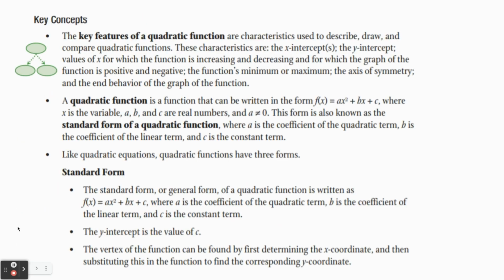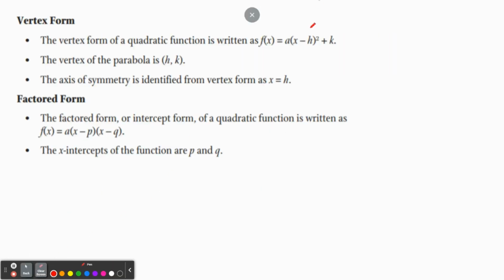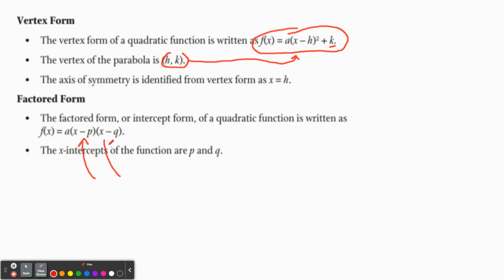In this section, we're going to go over the key features of a quadratic function, and we're going to take a look at standard form, vertex form, and factored form. Standard form, again, has ax squared plus bx plus c. Vertex form, h and k will actually be the vertex. Now, factored form, that will actually get the x-intercepts.